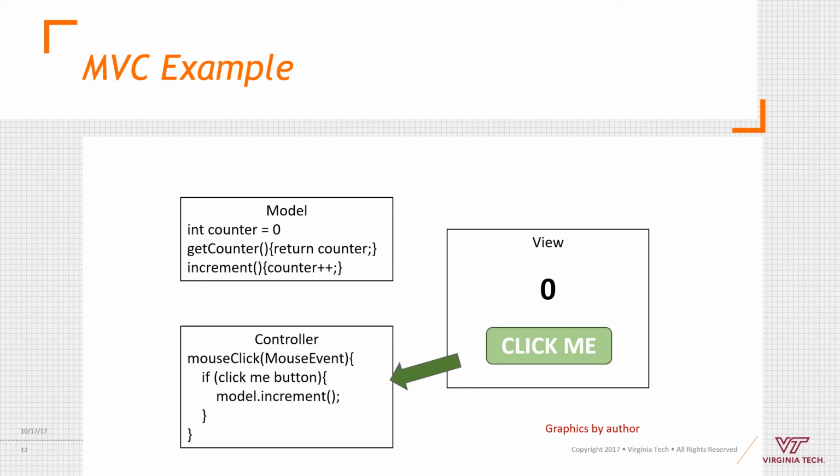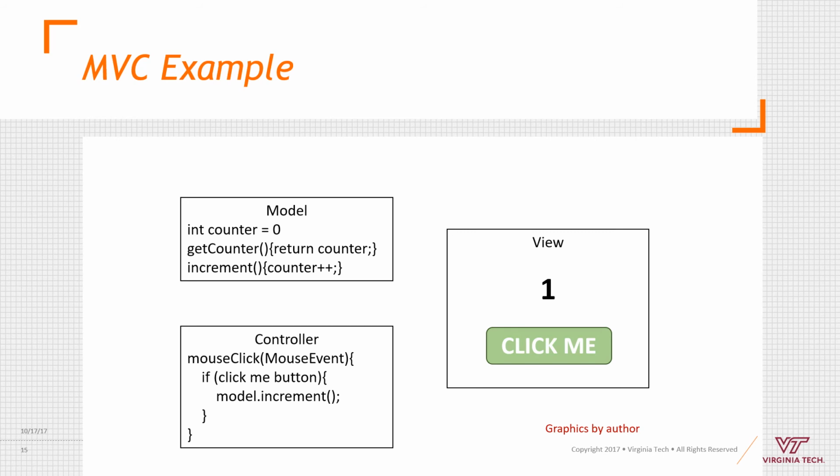The controller is within the Click Me button. When you click the button, it calls the increment method from the model class. This will then increment the counter field in the model class. And then this updates the view. It's really fascinating to see how this design works.